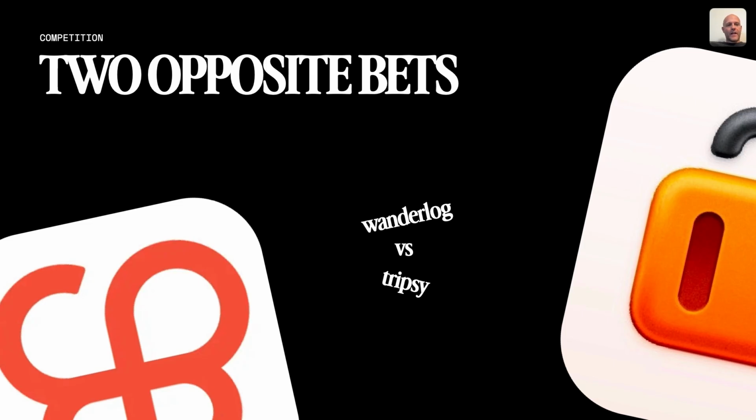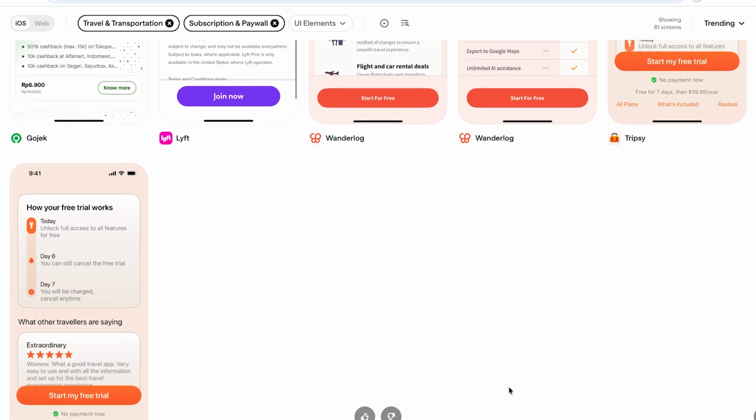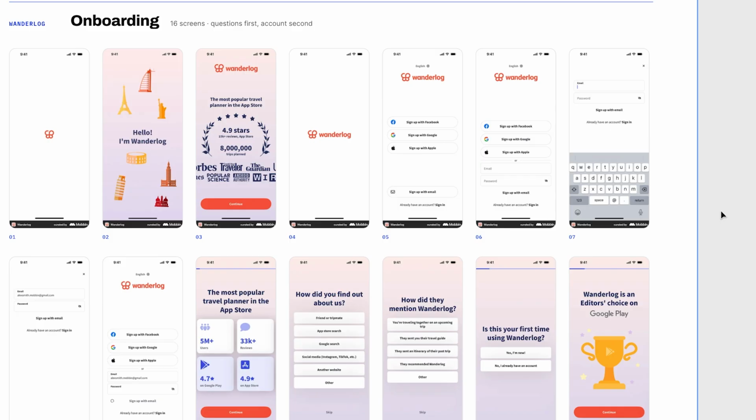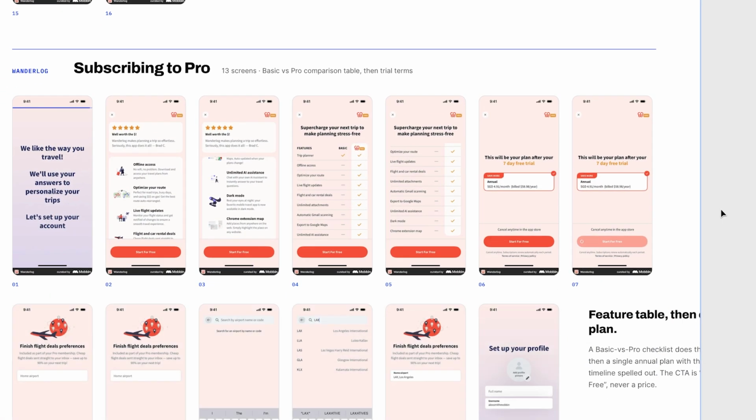I did some competitive analysis, and this is Wanderlog versus Tripsy. And the tools that I use for this are Claude, Mobbin and their MCP server, and Paper. So basically, I identified the flows in Mobbin, presented that to Claude, and had it use the MCP server to pull all of the individual screens, recreate the flows in Paper, and allowed me to see like visually the flows and how they compared with each other.